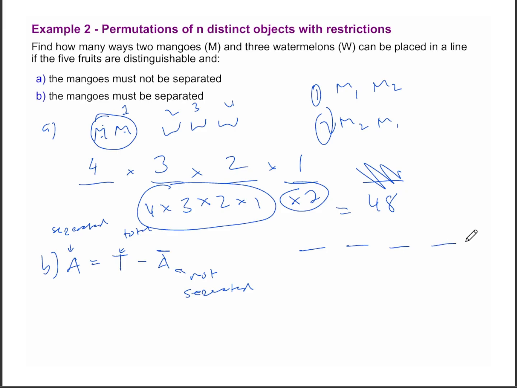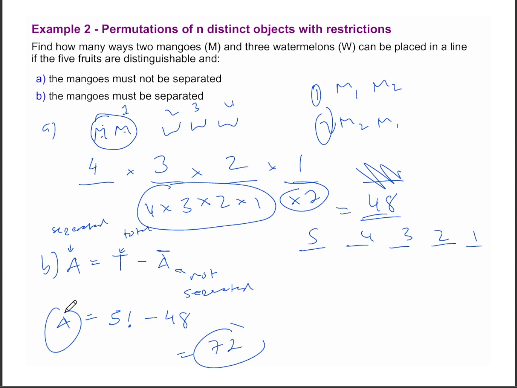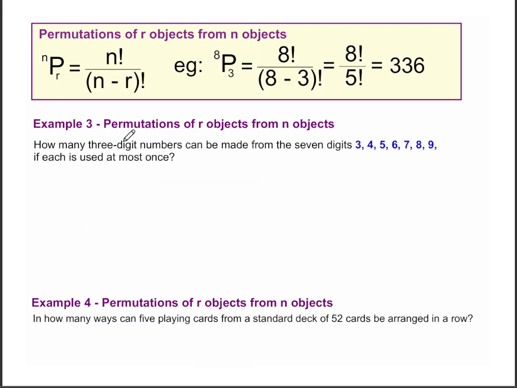So here, what are the total ways? We just have 5 spaces. Then 5 times 4 times 3 times 2 times 1. So the total is 5 factorial. And we just did the not separated, which was 48 in part A. So we'll subtract 48 to that to get the number of ways where they are separated. And this will just give us 72 total arrangements. So there are 72 total arrangements where they are separated. And there are 48 total arrangements where they are not separated, which gives us a total number of 120, which is 5 factorial.